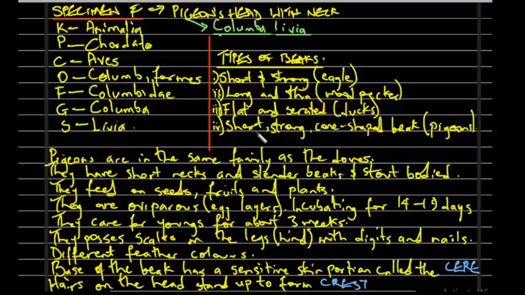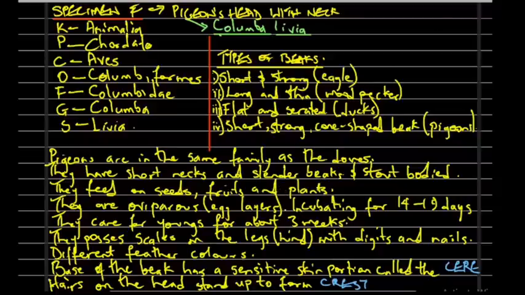And then we have the ones found in pigeons, which are short, strong and cone shaped. It is short, strong and cone shaped because it uses it to pick the seeds, fruits and plants that serve as food for this particular organism.